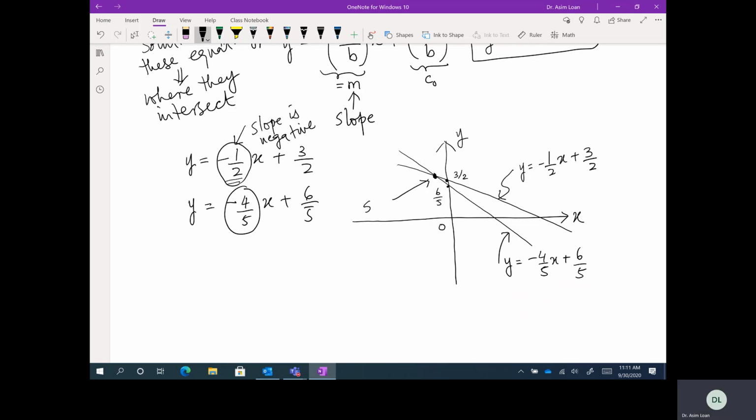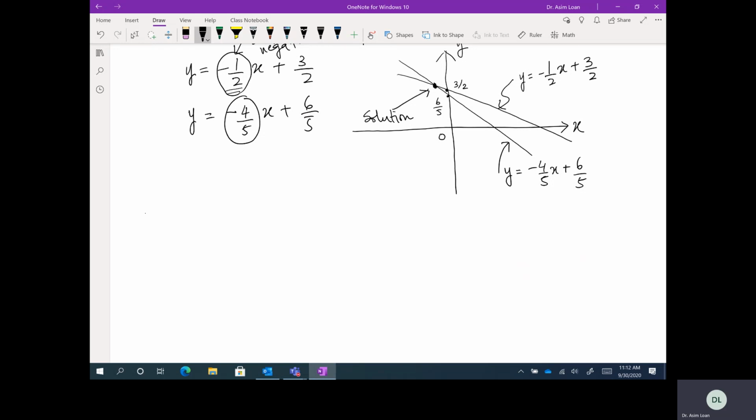This is our solution. And how do we find this solution? There are four ways. The first one is by elimination. The first approach is Gaussian elimination, which is credited to Gauss.